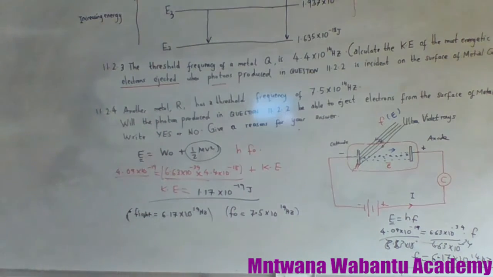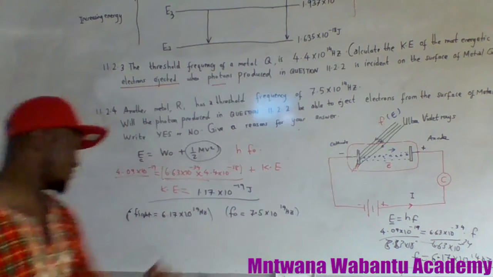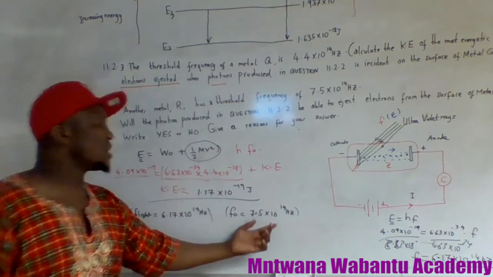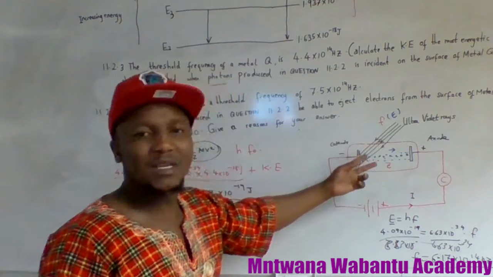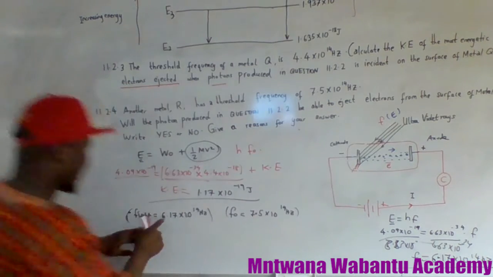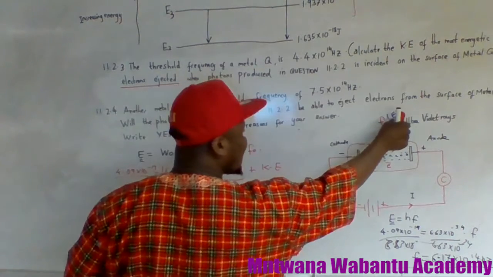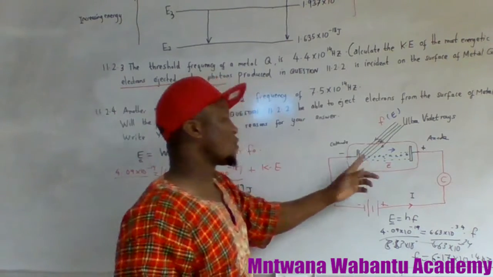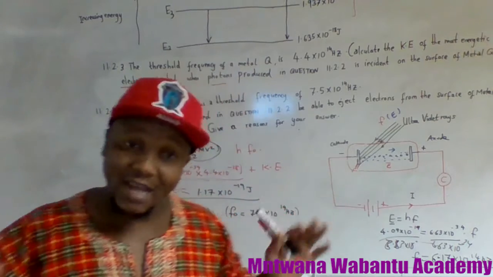So what happened now? Since the threshold frequency is bigger than the frequency of the light coming, look, 6.17 means this frequency is less compared to this 7.5. So this frequency is less, and it won't be able to emit electrons from cathode to anode. So no electrons can be emitted. That's the answer. No electron is going to be emitted.